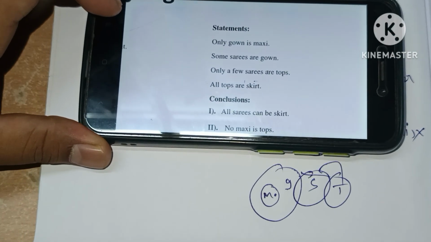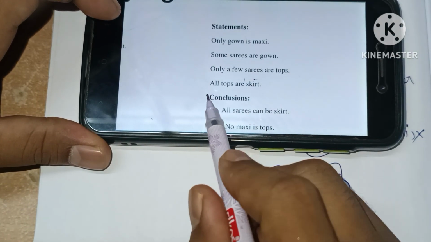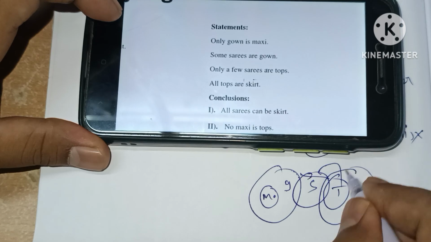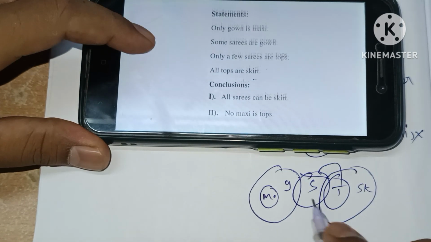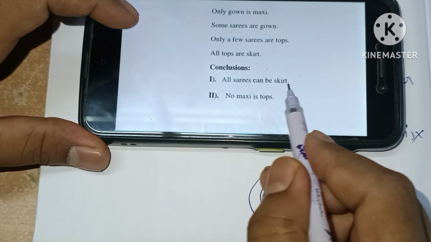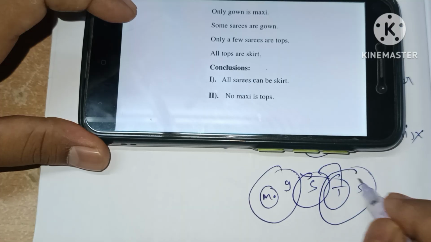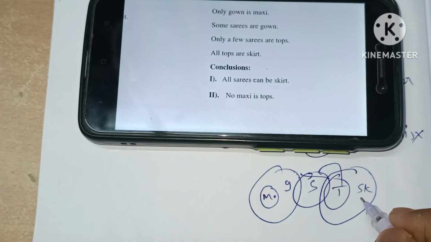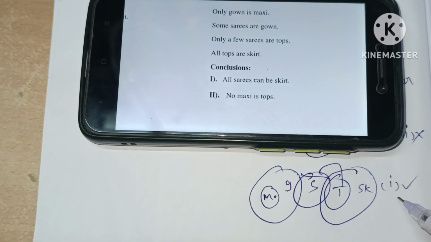Okay. Next one. All tops are skirts. Let's see conclusions. All saris can be skirts. All saris can be placed inside skirts. Is it possible? Yes, it is possible. So the first one will be true.